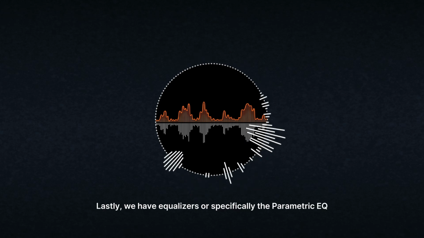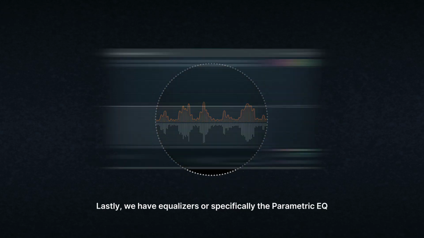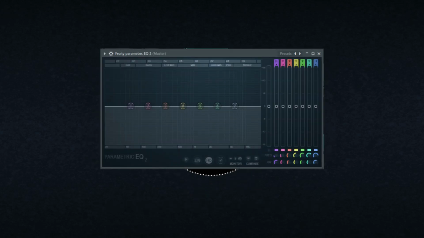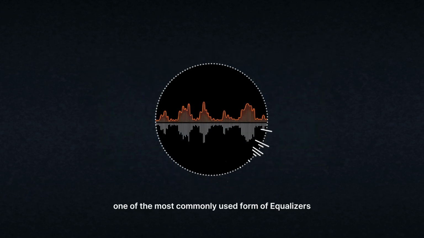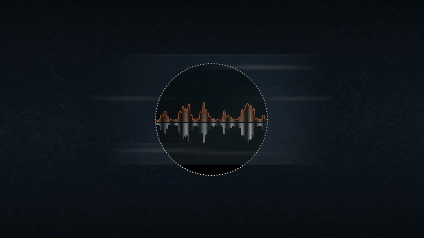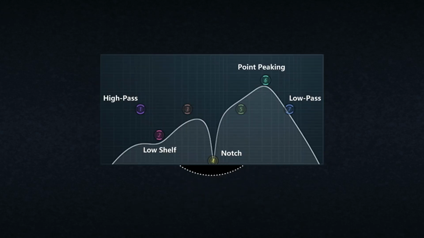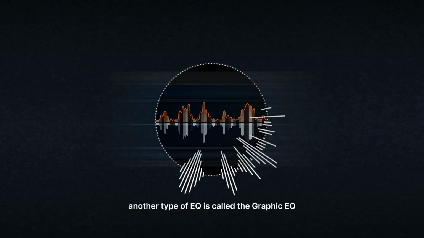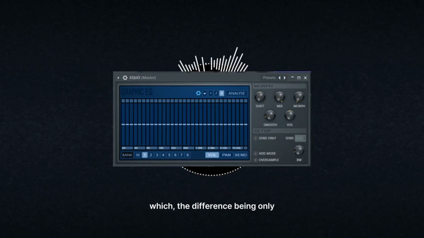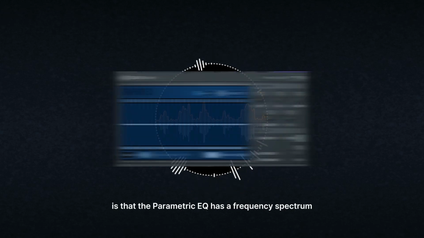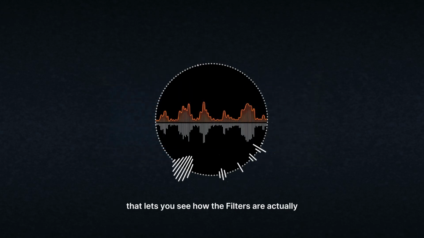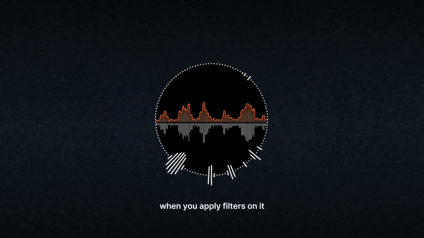Lastly, we have equalizers, or specifically the parametric EQ. The parametric EQ is one of the most commonly used forms of equalizers. Equalizers are like a combination of multiple filters. Another type of EQ is called the graphic EQ, the only difference being that the parametric EQ has a frequency spectrum that lets you see how the filters are actually affecting the sound frequencies when you apply filters on it.